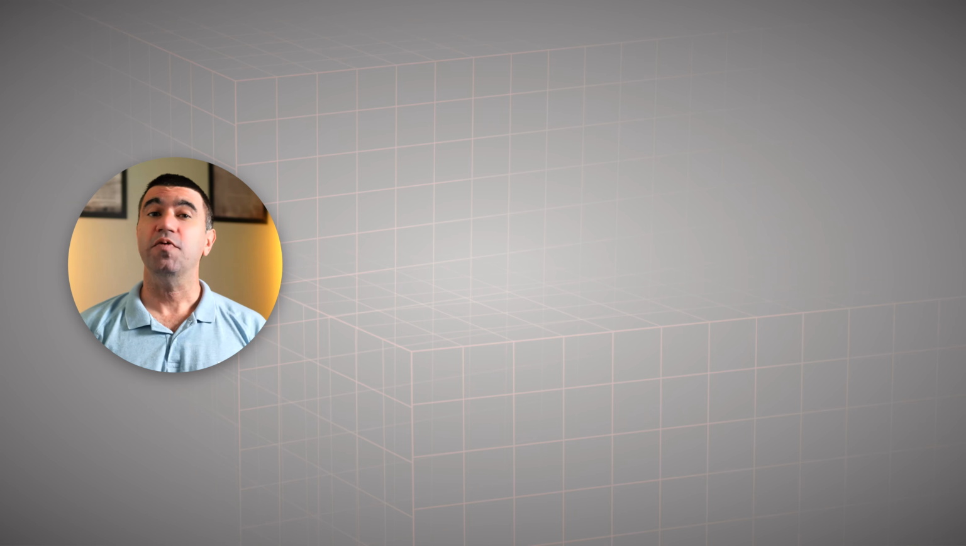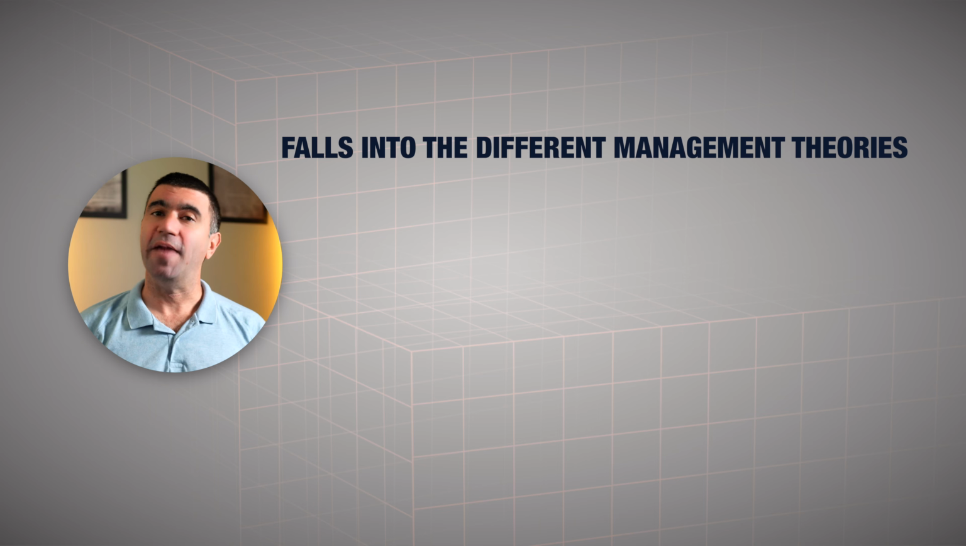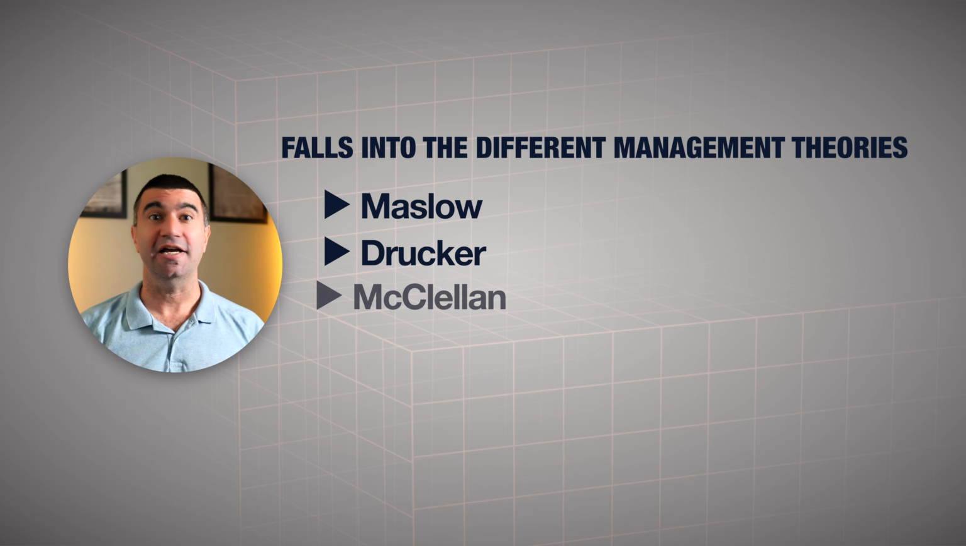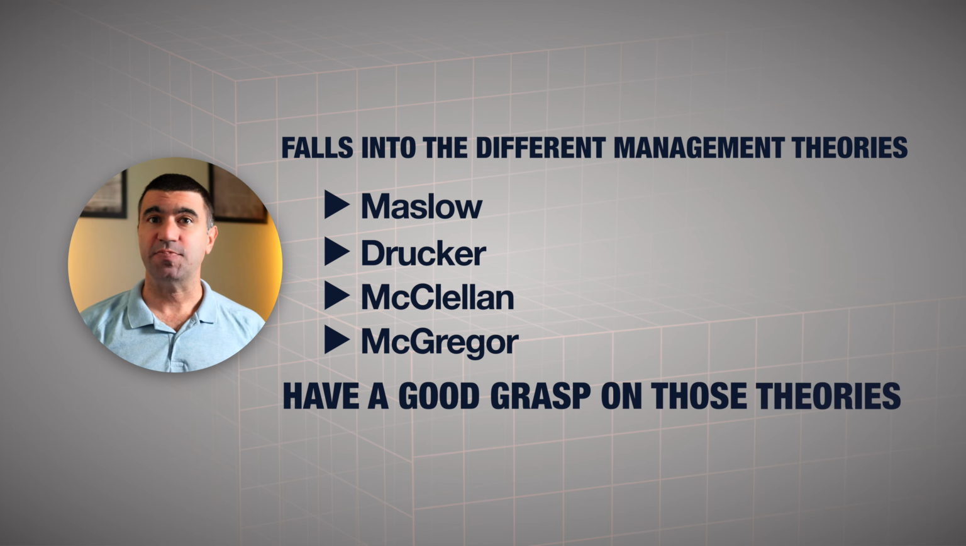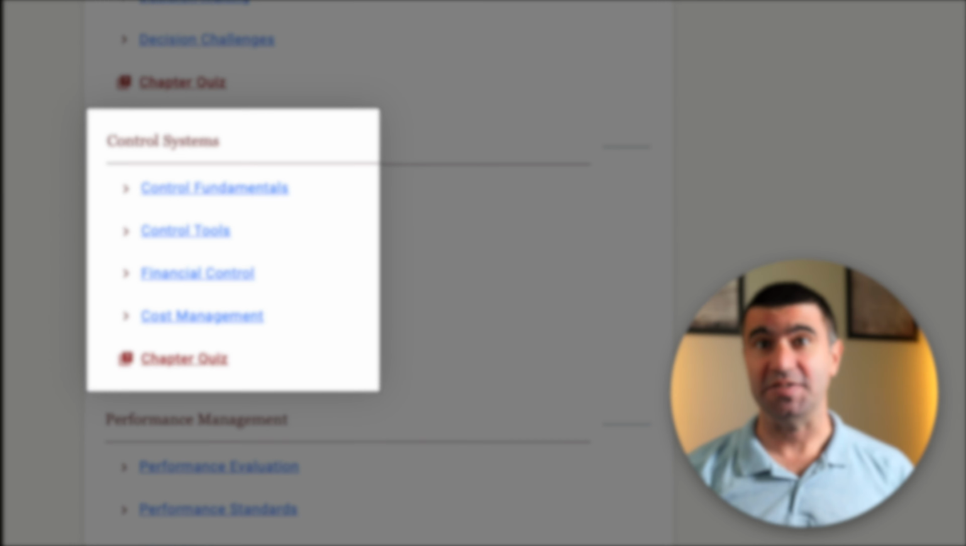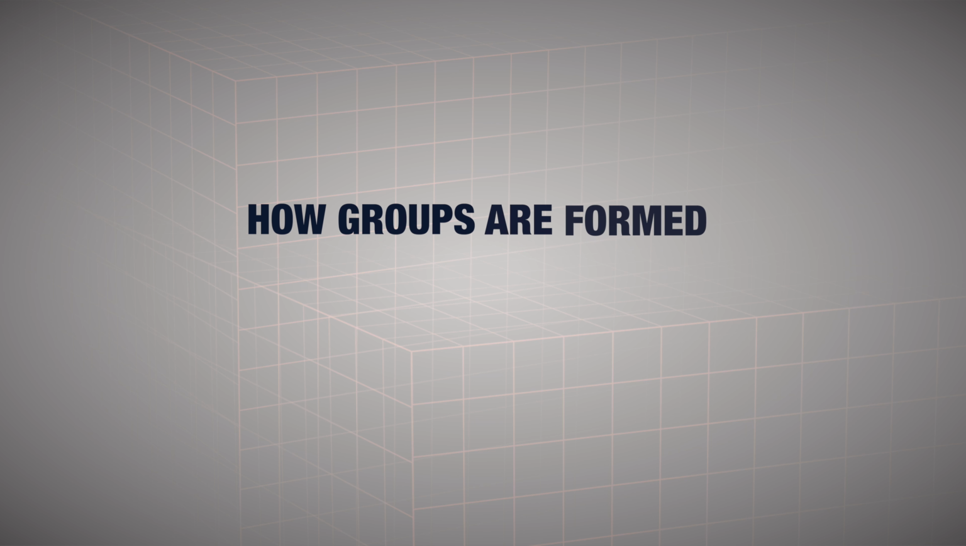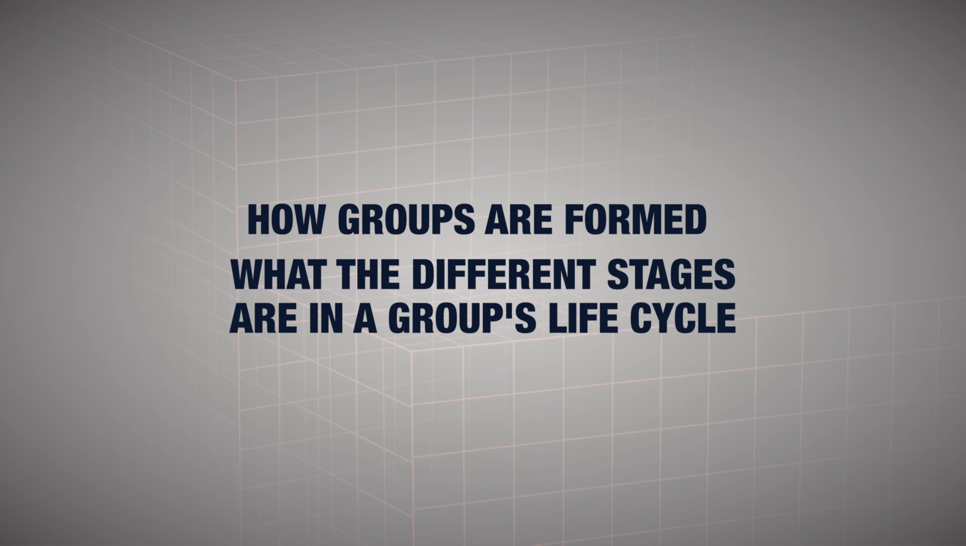A lot of what we've talked about so far falls into the different management theories. I would know the big names like Maslow, Drucker, McClelland, McGregor, and have a good grasp on those theories. Next, control systems. Know what feedback, feed-forward, and concurrent mean, and when you should use them. If you know what they are, you can probably figure out the rest with some common sense. Know how groups are formed, and what the different stages are in a group's life cycle.